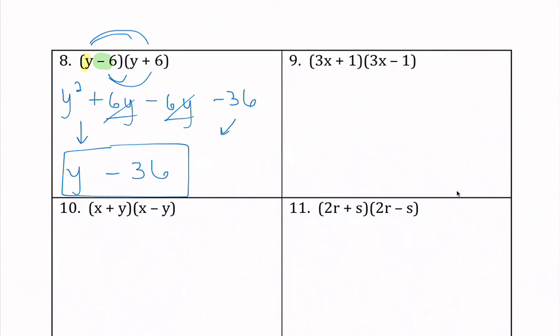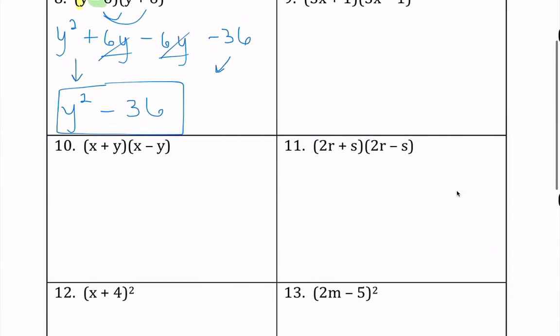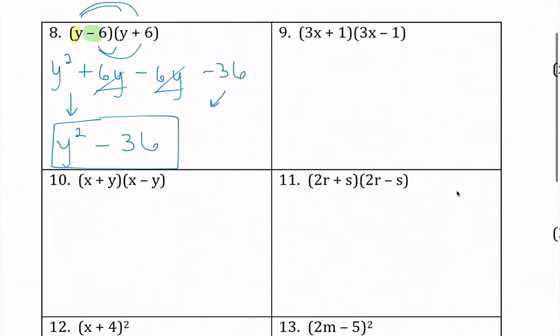Okay, I want to go ahead and jump to number 11. I'm going to start with 2r. So I'm going to take 2r and multiply by 2r. So that's going to give me 4r squared. So next I take my 2r and I multiply by a negative s. That's going to give me negative 2rs. Remember, alphabetical order.